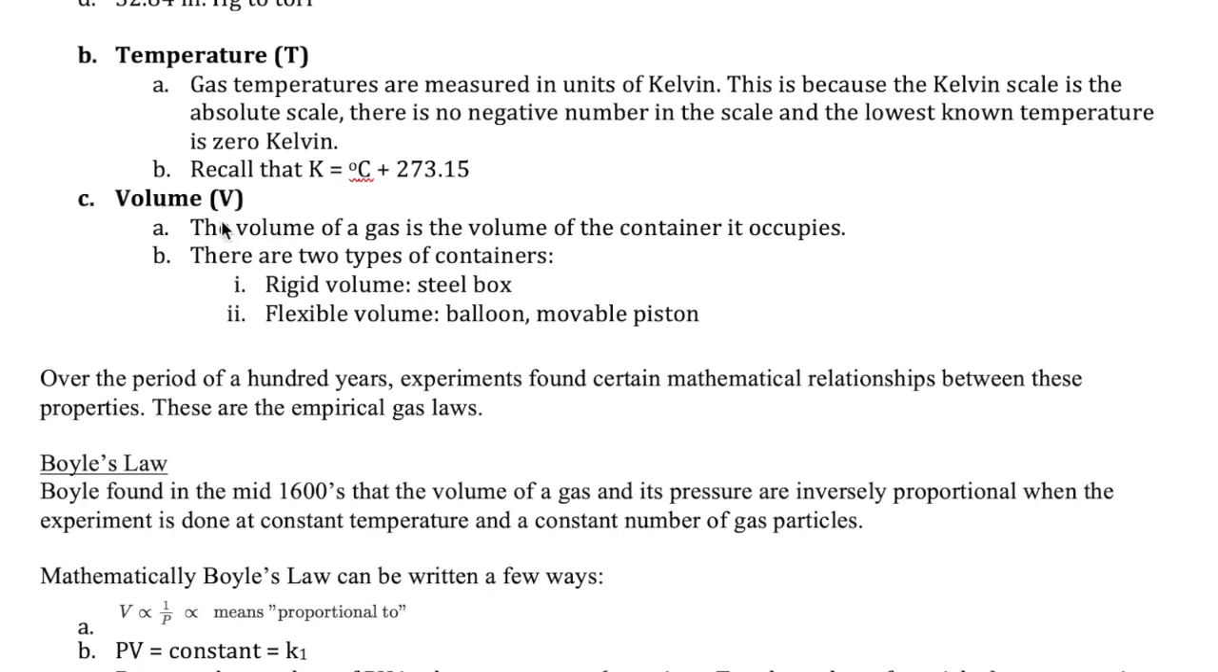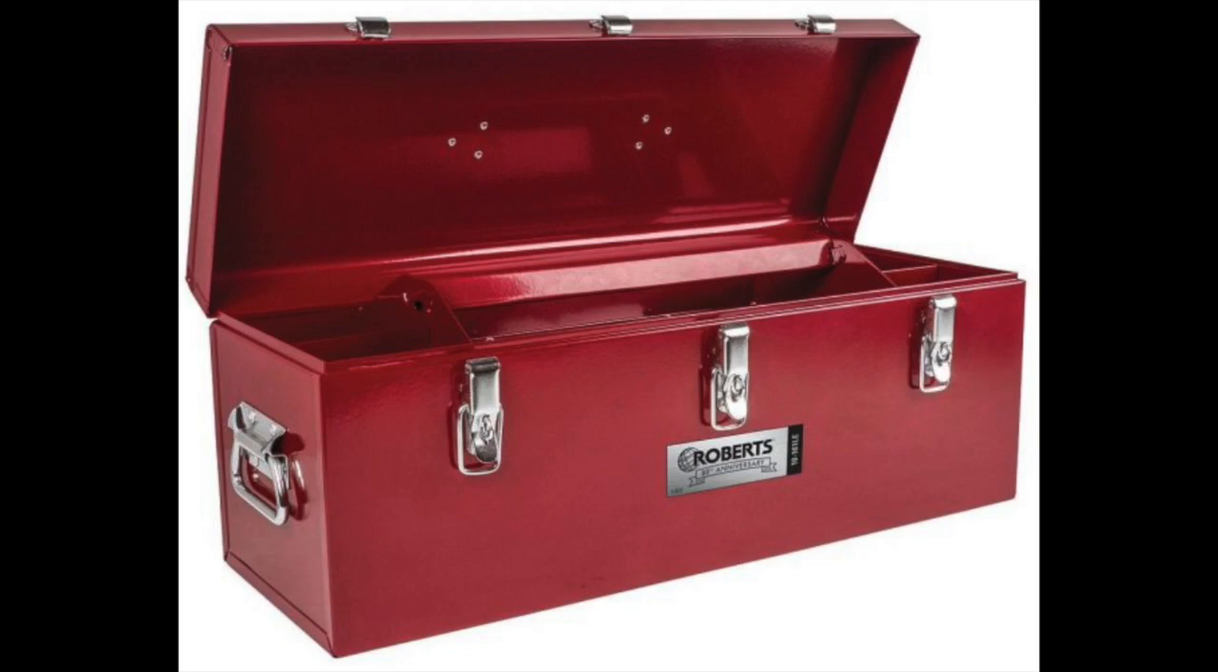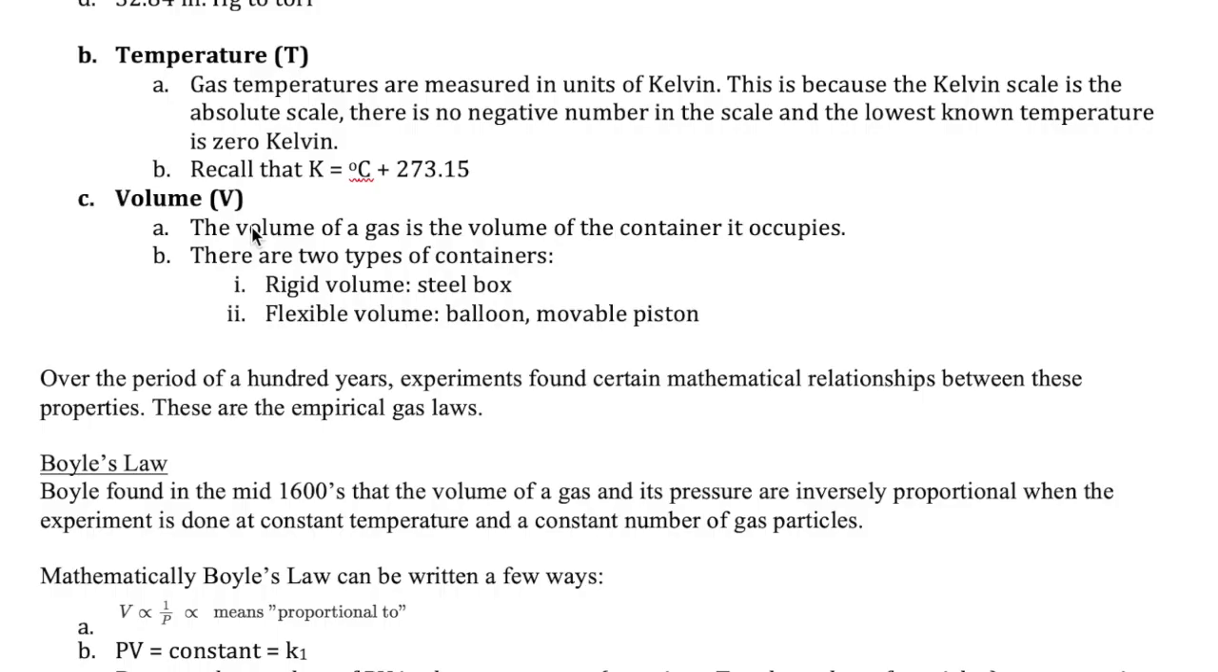A gas can be placed in a constant or variable volume container. A constant volume container doesn't change its volume despite the amount of gas that's added. An example is a steel box or a classroom. A variable volume container can change its volume as more gas is added. An example is a balloon or a tire. Volumes are typically measured in units of liters.